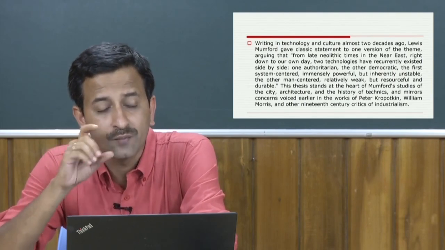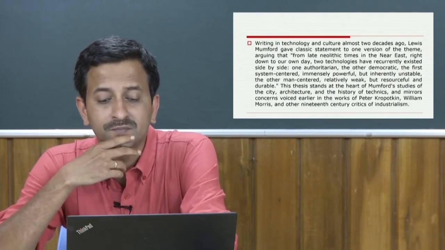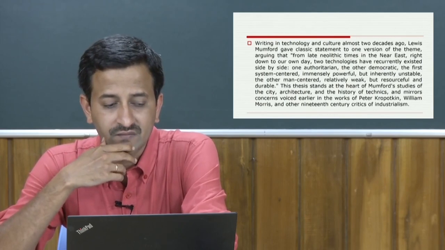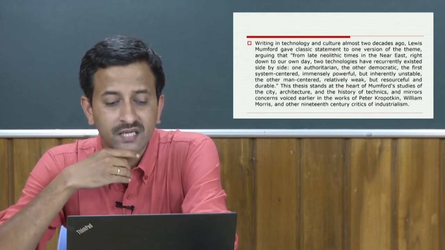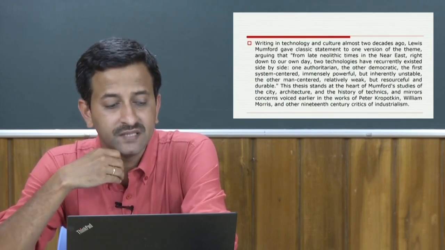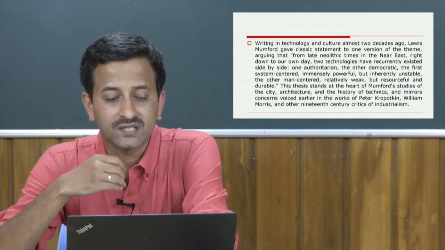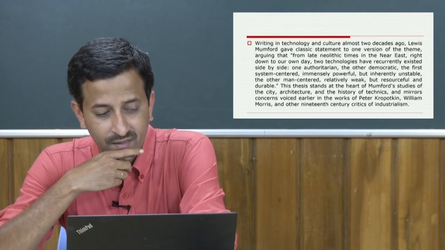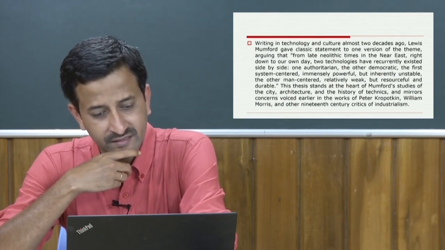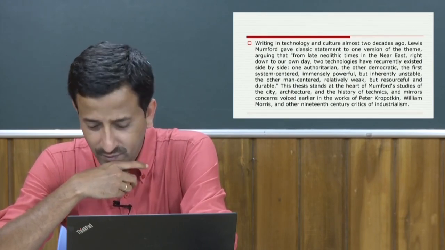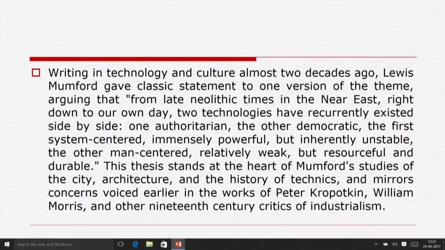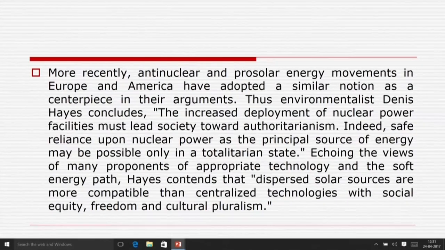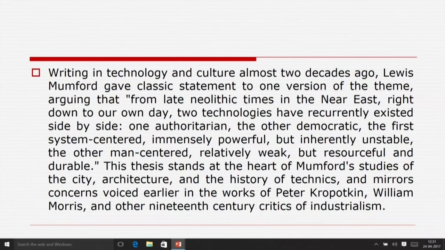And such argument stands at the heart of Mumford's studies of the city, architecture and the history of techniques, and mirrors concerns voiced earlier in the works of Kropotkin, Morris and other 19th century critics of industrialism. Okay? I mean, you can look at many other things. You can look at Charlie Chaplin's Modern Times. Okay?